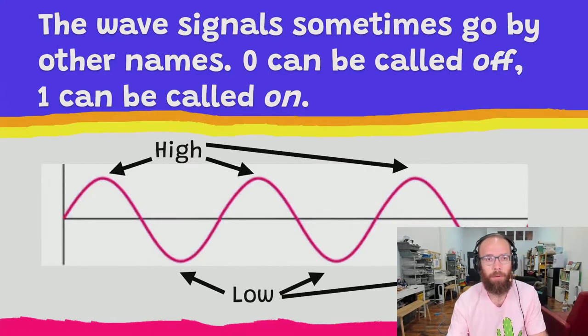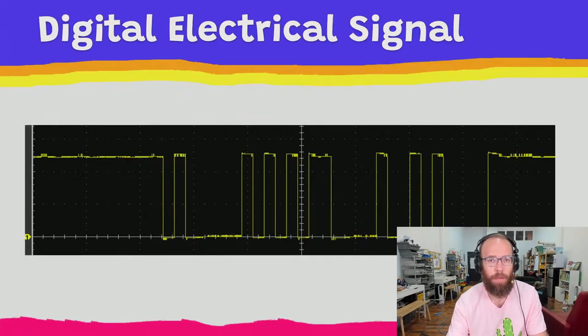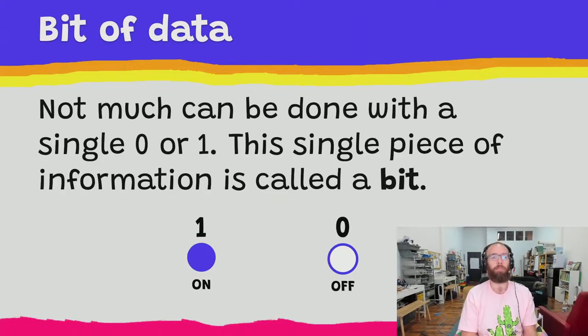So we're talking about zeros and ones, these little waves here, and there are tens of thousands of these waves shooting through your computer every second, and not much can be done with a single zero or one. It's just called a bit of data. This is an important vocab word: a bit of data, just a zero or a one. Not a lot you can do with it.